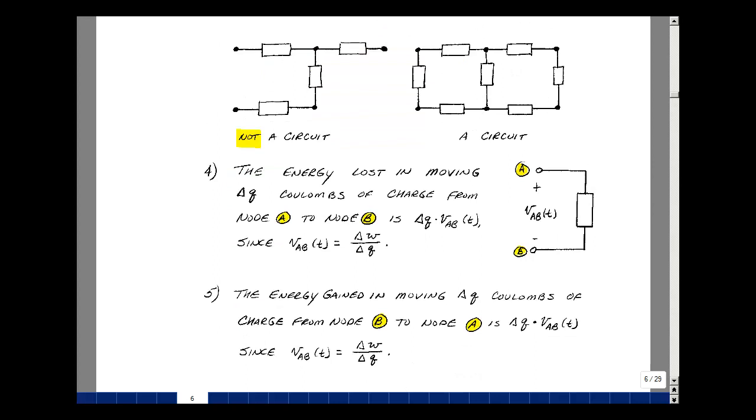Now, energy is lost in moving a group of charge from point A to point B. Since voltage is the change in energy per change in charge, then the energy that we lost in going through a drop in voltage would just be, cross-multiplying here, the change in charge times the voltage drop. Likewise, you could say that energy is gained in moving that same amount of charge from B to A through a rise in voltage. And with the same equation, the energy that we would gain would be the change in charge times the rise in voltage.